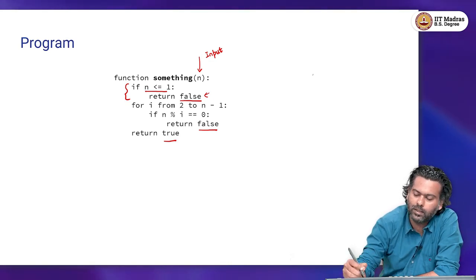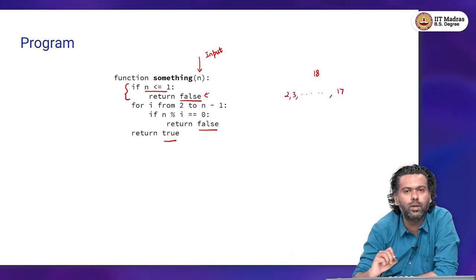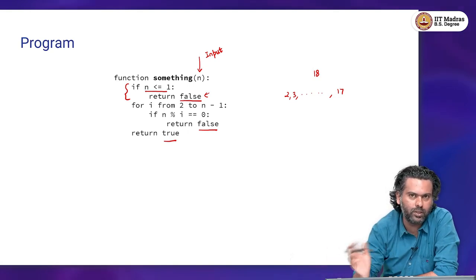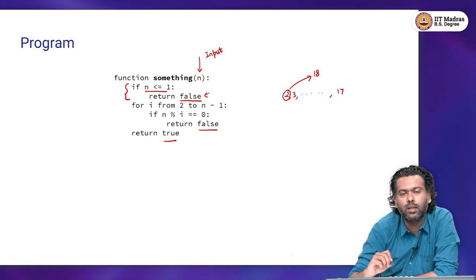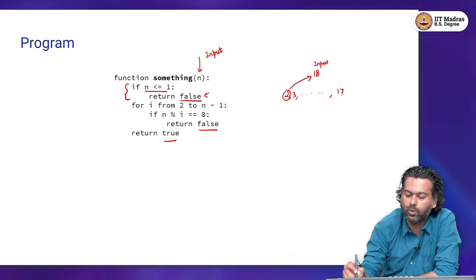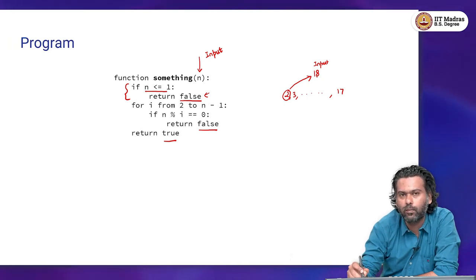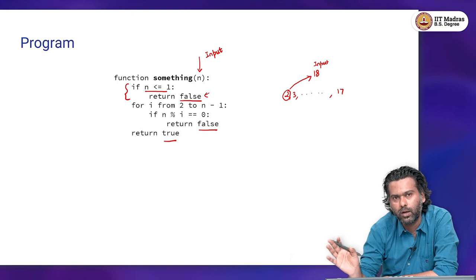it's going to take that number, let's say that number is 18. It's going to start from 2 and write down all numbers from 2 till 18, one before 18, which in this case is 17. And now it's going to go in this order and check if this number divides the given number, the input. So input is 18. Now you write down all numbers from 2 till 17, and you want to check if 2 divides 18. Well, 2 does divide 18, because 18 divided by 2 is 9 and the remainder is 0.